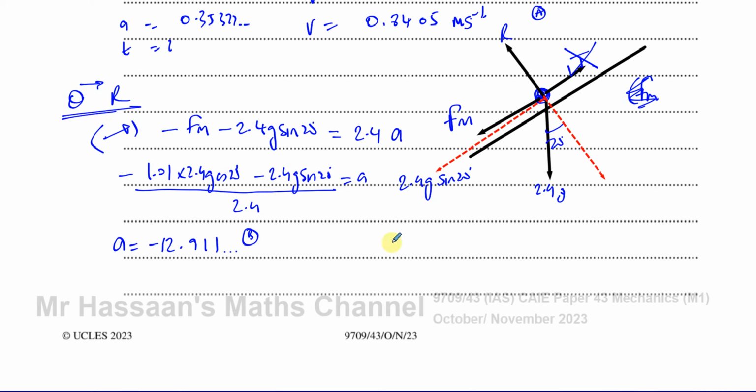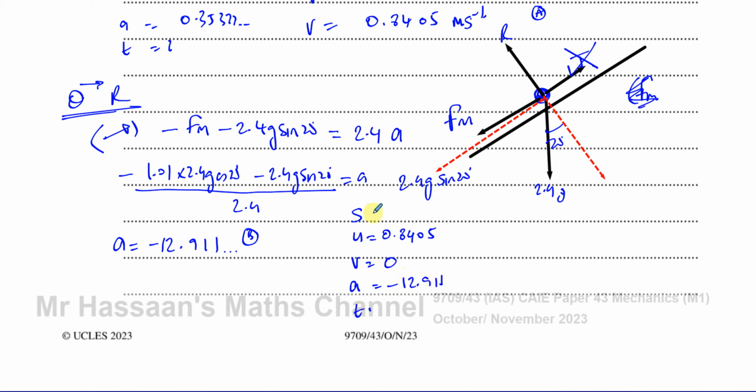So we have S, which we have to find, U, which is equal to this, because that's how fast it was moving at the point when B hit the ground, and V, which is going to be the final velocity, which is 0, and A, which we found as minus 12.911, and T we don't need to know. So again, we want to find what S is. Here we can use again V squared equals U squared plus 2AS.